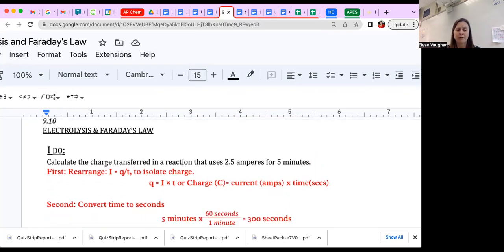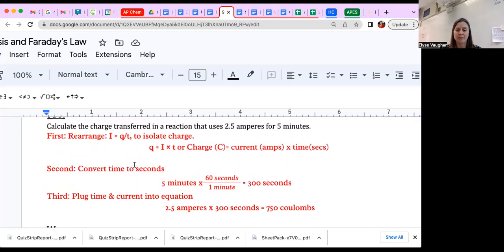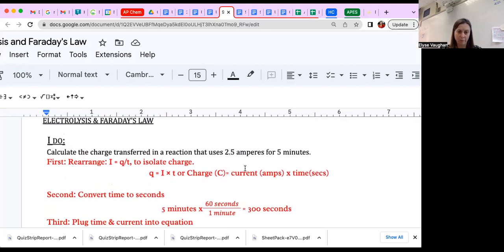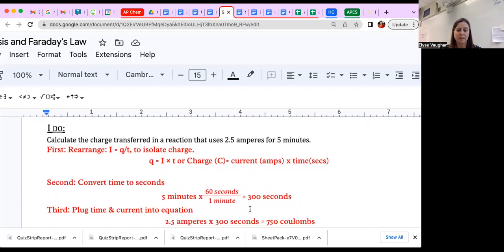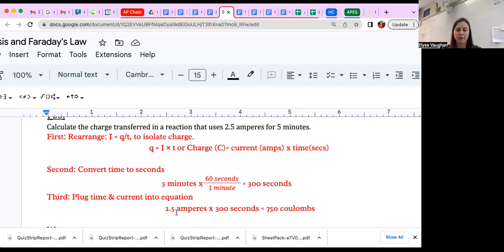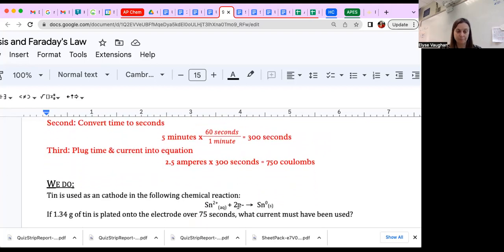So the first thing we're going to do is rearrange this equation so that we get charge by itself. So Q is equal to current times time. And we're going to convert our time to seconds because amperes are charge per second. So we need to change that. So we get 300 seconds. Now we're going to plug that current, that 2.5 amperes, into this equation. And that's going to give us 750 coulombs because an ampere is just a coulomb per second. So when we multiply coulombs per second by seconds, we get coulombs.